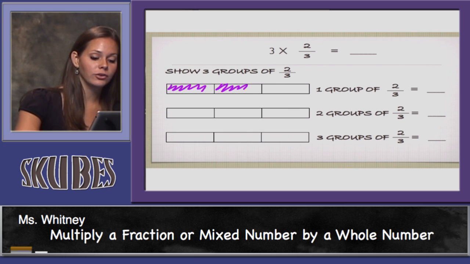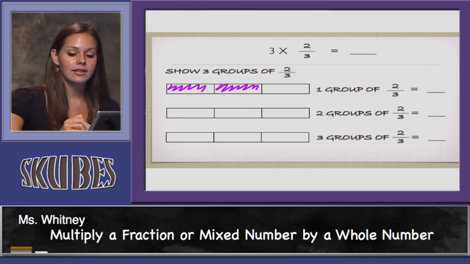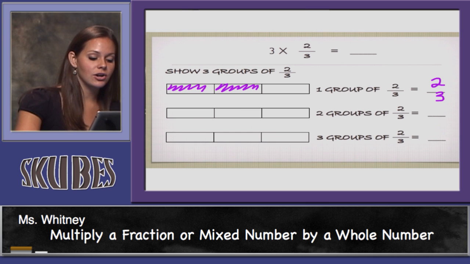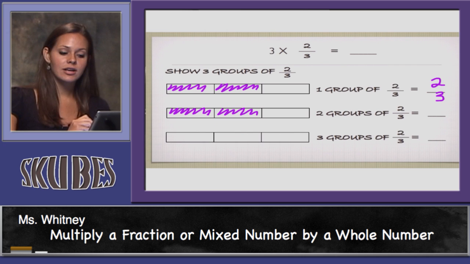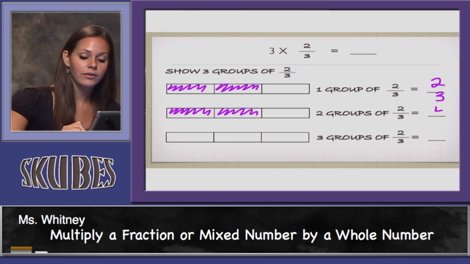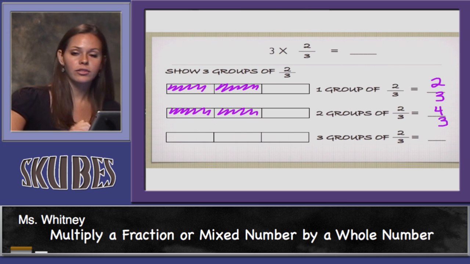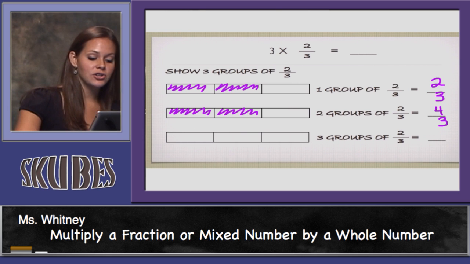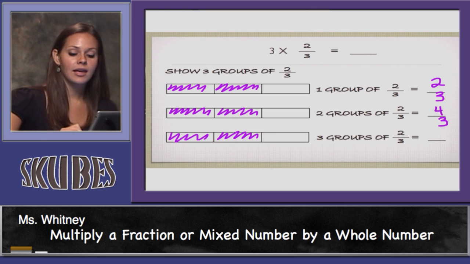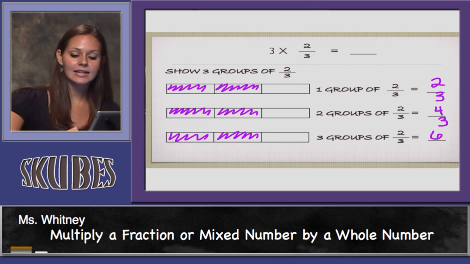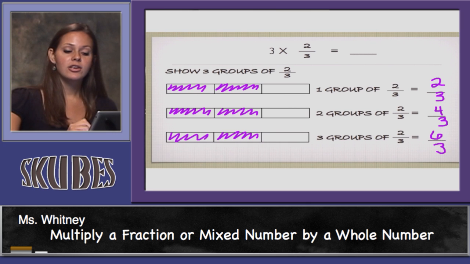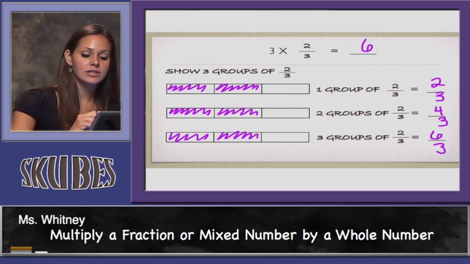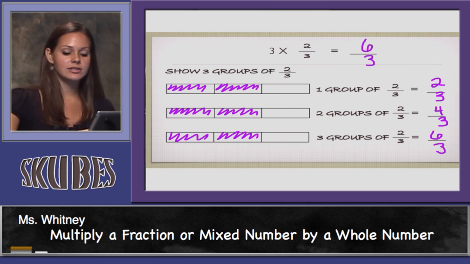This is one group of 2/3. That is equal to 2/3. Now let's show 2 groups of 2/3. So I have a total of 4 thirds. Now let's show 3 groups of 2/3, and I have a total of 6 thirds. So 3 times 2/3 equals 6 thirds.